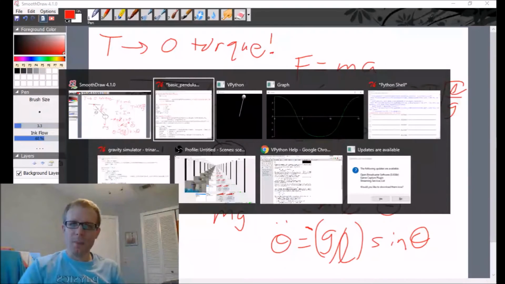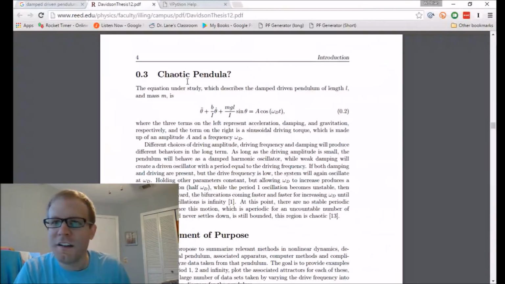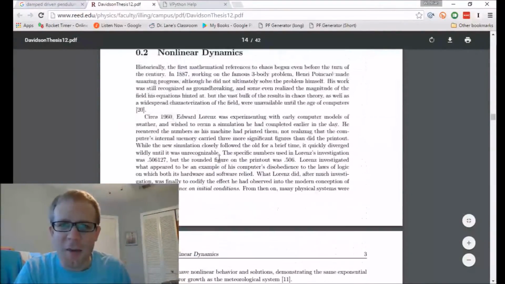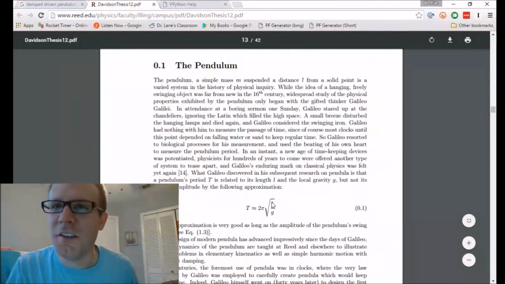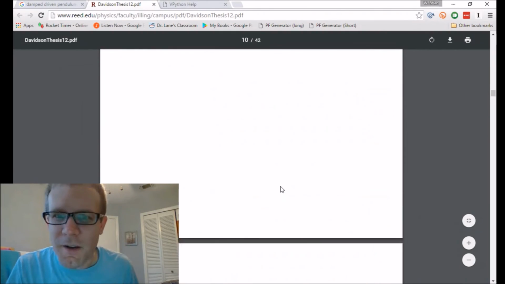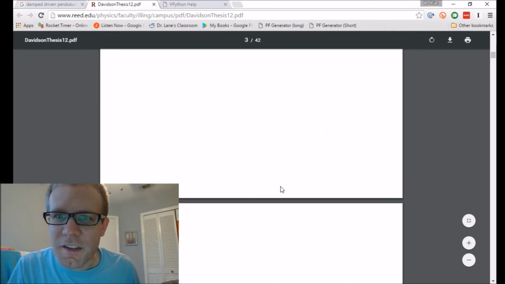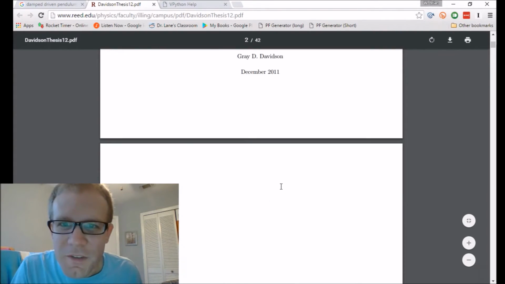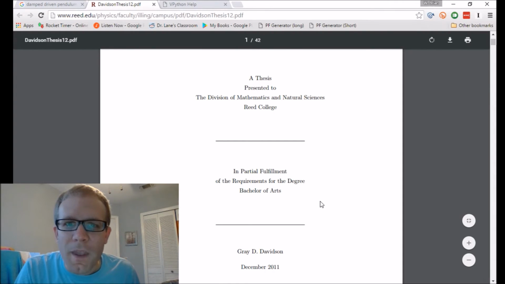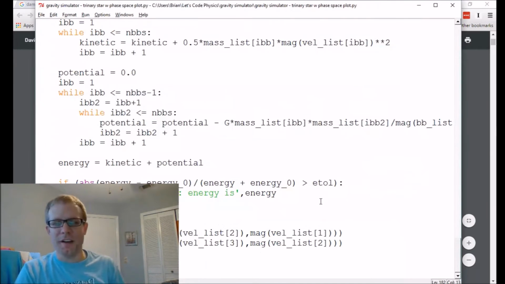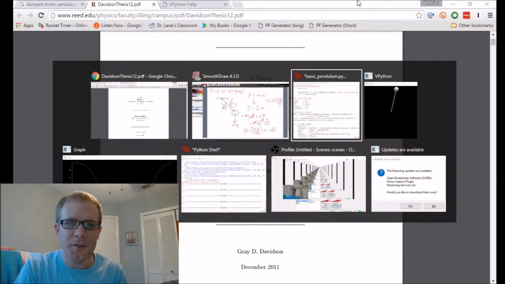That sounds right. Let's double check our reference, shall we? I opened up this just to make sure I had the differential equation correct. Yeah, 2 pi root L over G. There we go. Thank you. I'll cite my source. Thank you, Gray Davidson from December 2011 at Reed College for the helpful recap of pendulums. Well, it's not just a recap, it's a thesis, but I read the first part, which was the recap.